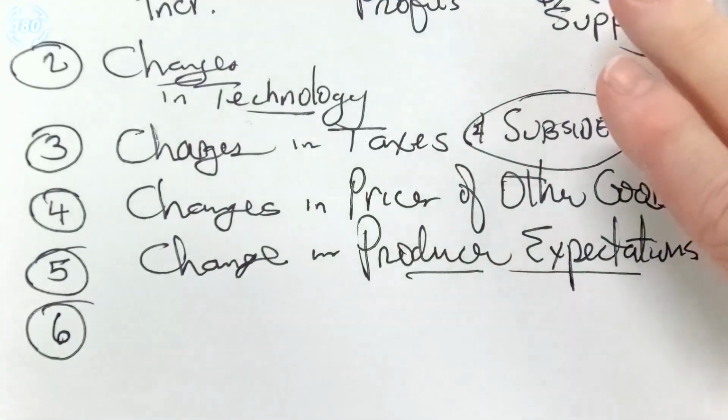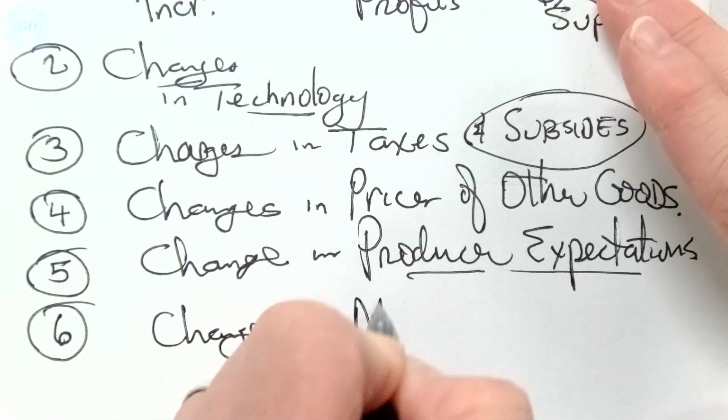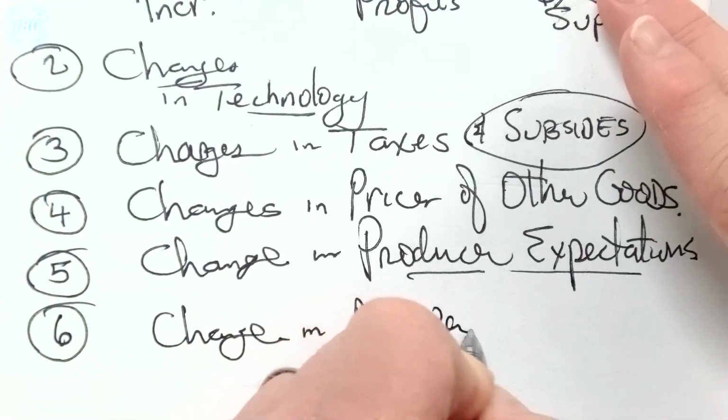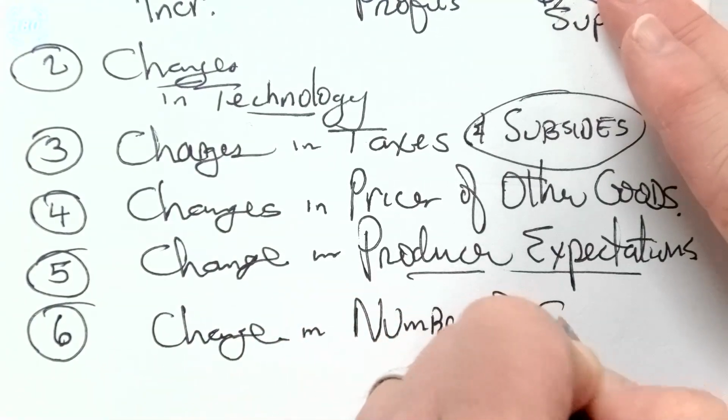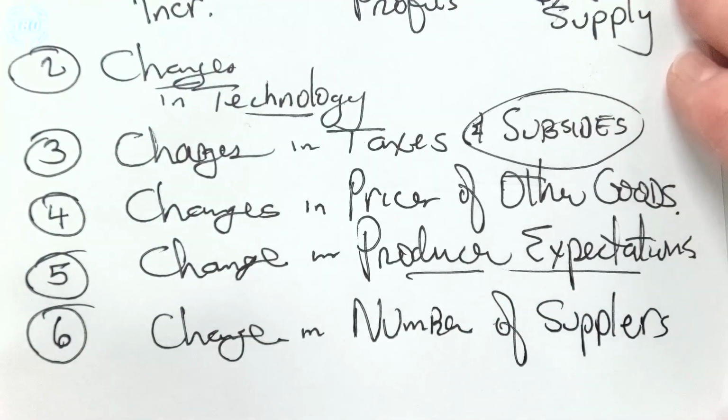And then lastly, number of sellers. There could be a change in the number of sellers. Just as we had before with the number of demanders, now we have suppliers.